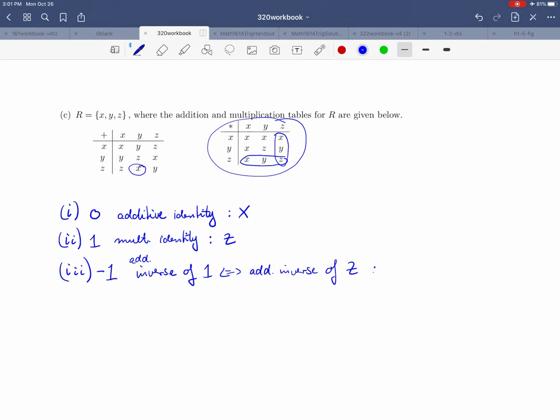There we go. If I take z and I add y, I am getting x. And I hope that's also happening from the other direction. If I take y and I add z, I also get x. Well, that's good. And so that is telling us that the answer is y.